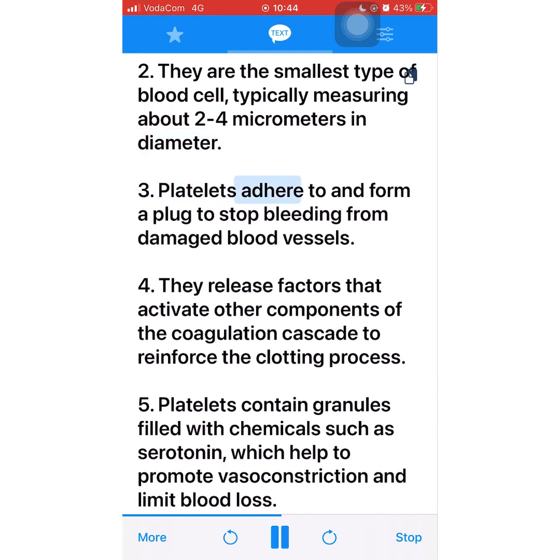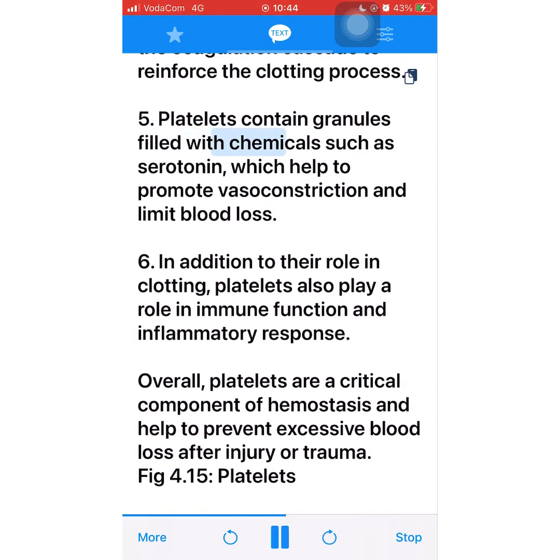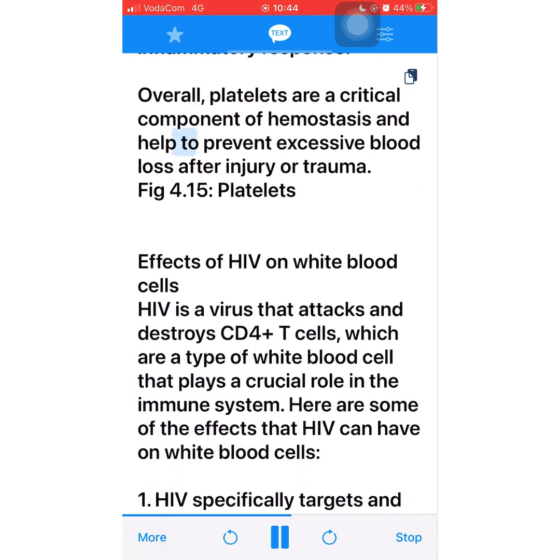3. Platelets adhere to and form a plug to stop bleeding from damaged blood vessels. 4. They release factors that activate other components of the coagulation cascade to reinforce the clotting process. 5. Platelets contain granules filled with chemicals such as serotonin, which help to promote vasoconstriction and limit blood loss. 6. In addition to their role in clotting, platelets also play a role in immune function and inflammatory response. Overall, platelets are a critical component of hemostasis and help to prevent excessive blood loss after injury or trauma.